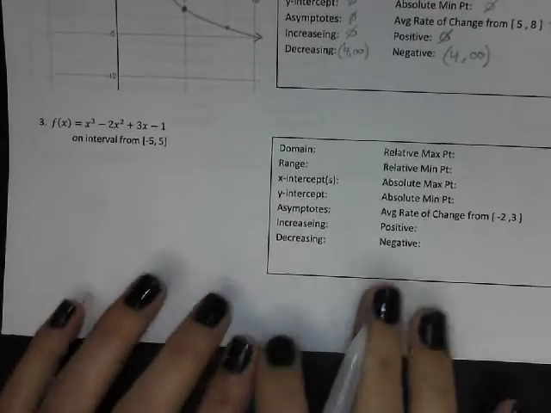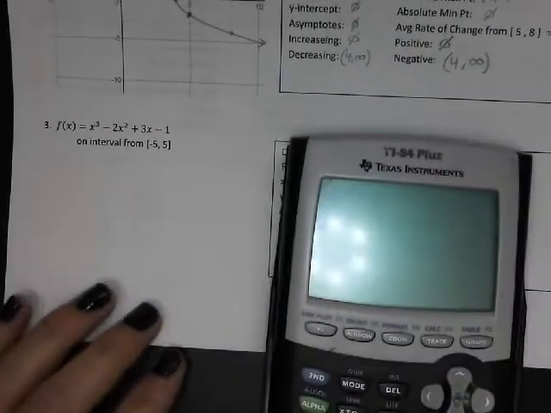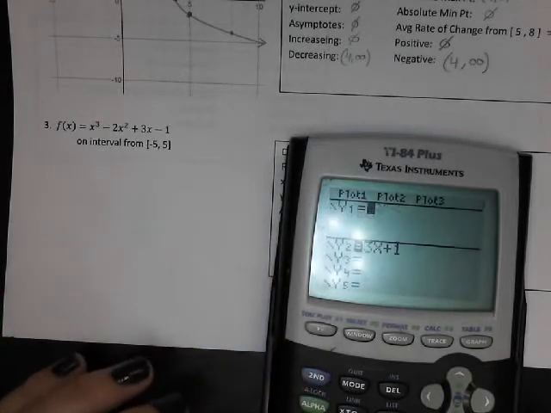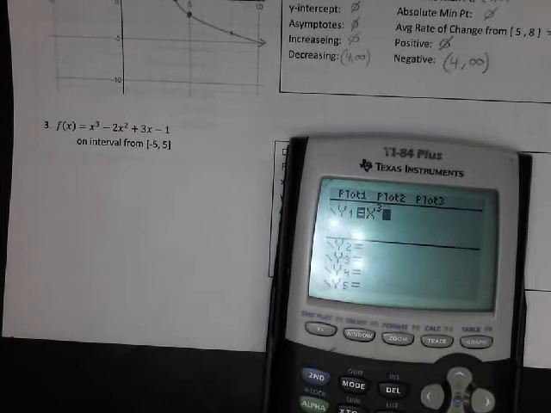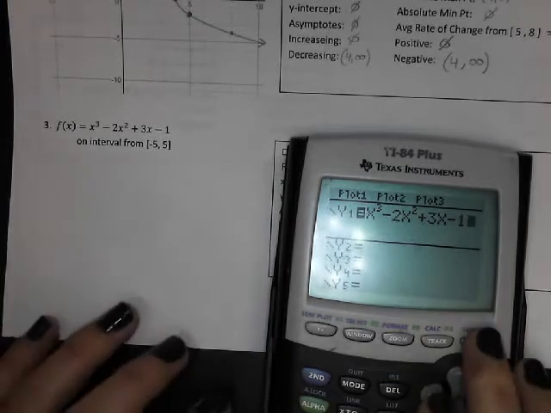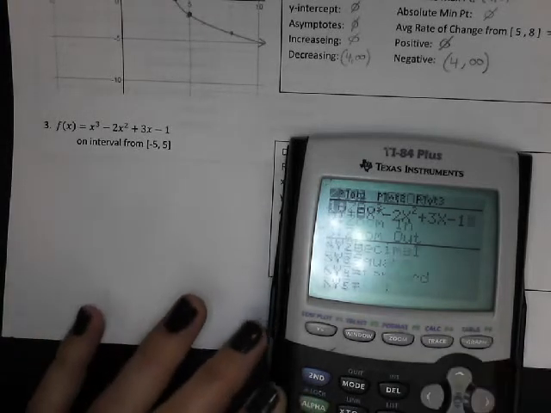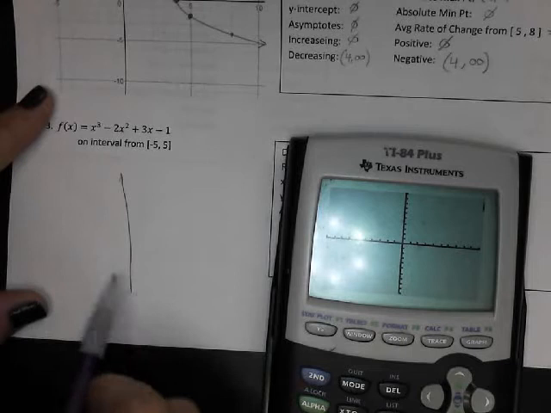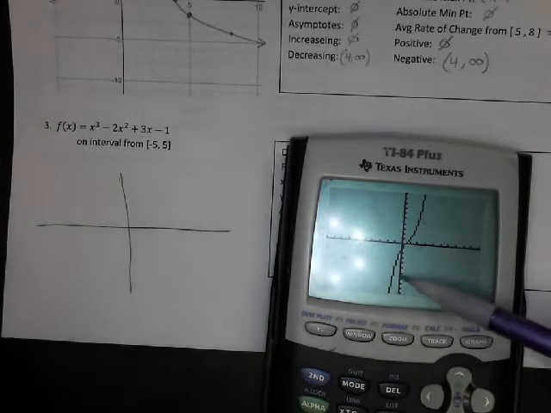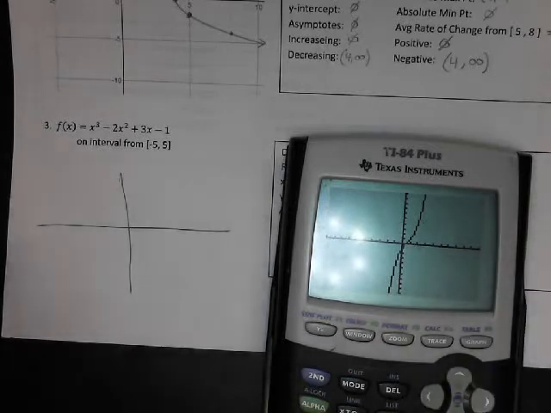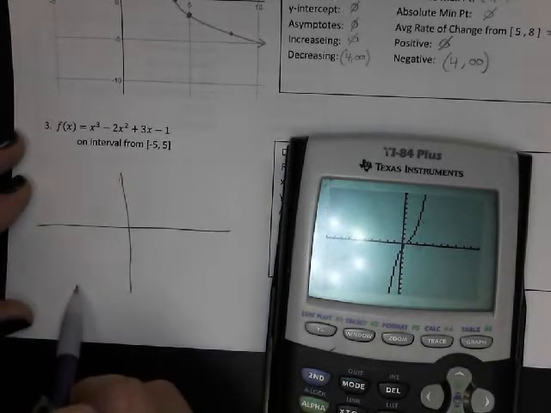Now number 3 is tricky because we're only given the equation, so we really have to use our calculator and know how to use all those tracing features. So x to the third minus 2x squared plus 3x minus 1. Okay, the key features when you're looking at a graph and the points that you want to pick out right away are y-intercepts, x-intercepts, and any peaks or valleys, which it doesn't actually look like we have any.